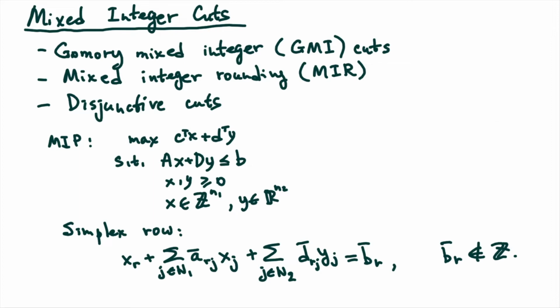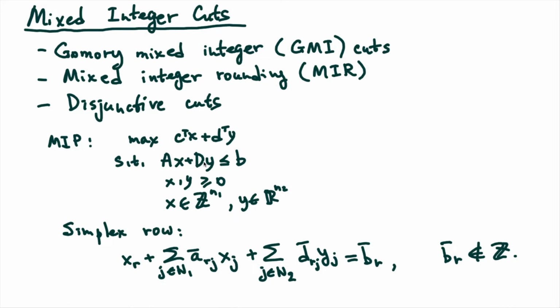Okay, so the problem that we are focusing on in this lecture is the following mixed integer program. So we assume that we have integer variables given by the vector x of length n1, and we have continuous variables given by the vector y of length n2, and the objective is given by c transposed x plus d transposed y, and the constraint matrix consists of two parts. The part A corresponds to the coefficients for x, and the part D corresponds to the coefficients for y.